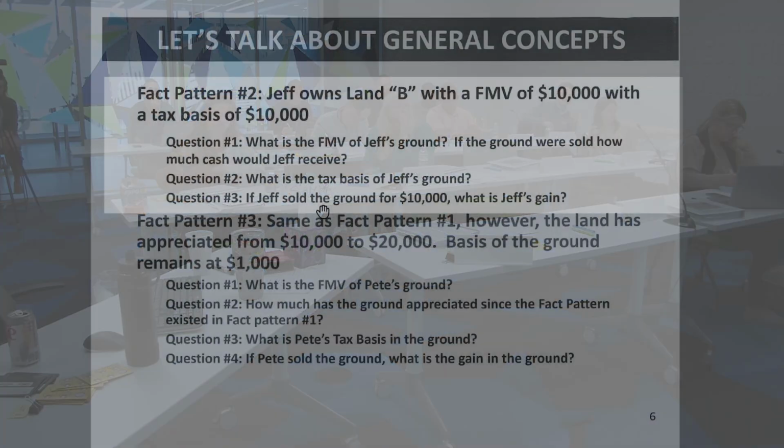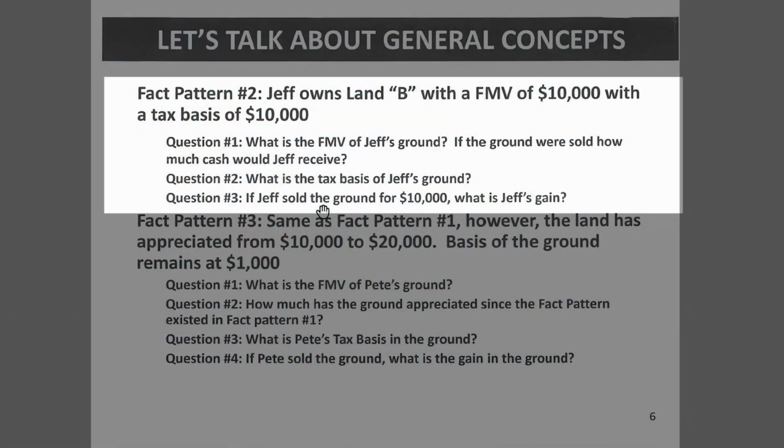Jeff owns land B with a fair market value of 10,000 with a tax basis of 10,000. So what is the fair market value? It's 10,000. If the ground were sold, how much cash would Jeff receive? 10,000. Tax basis of Jeff's ground, also 10,000. If Jeff sold the ground for 10,000, what is Jeff's gain? None. Zero.